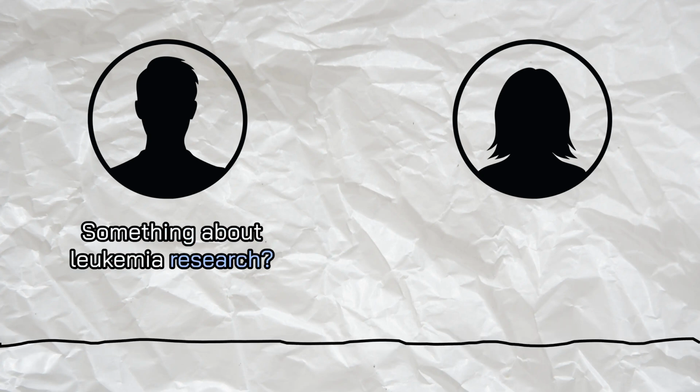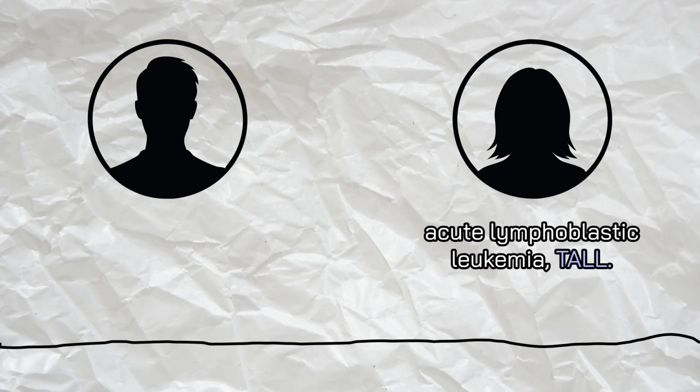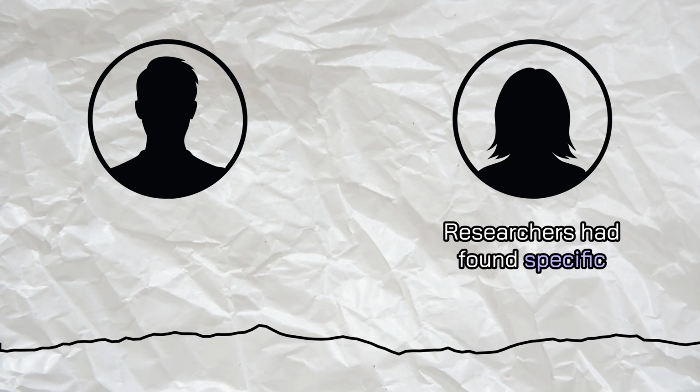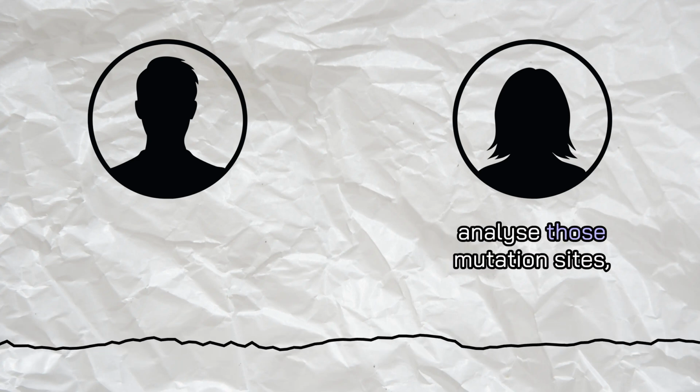And there was a concrete example of this, right? Something about leukemia research. Yes, a really compelling one. There was an existing study on T-cell acute lymphoblastic leukemia, T-ALL. Researchers had found specific mutations in patients. DeepMind used AlphaGenome to analyze those mutation sites.